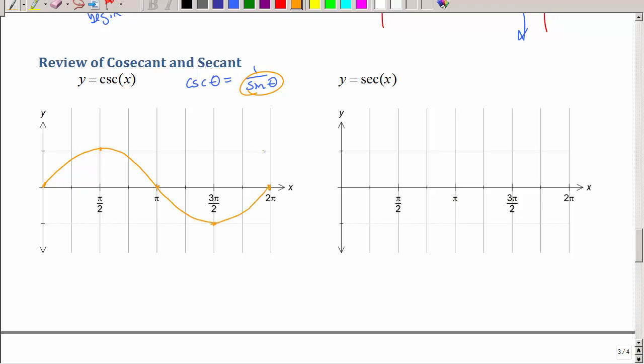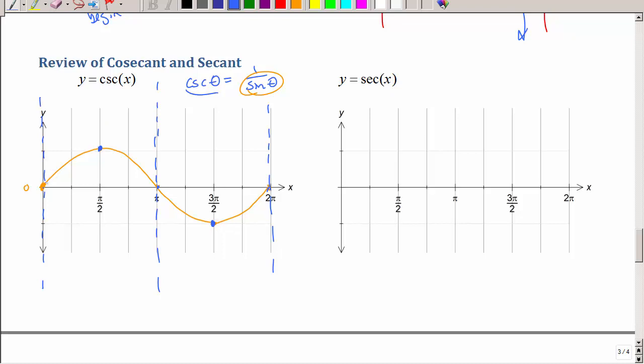So we want to take the reciprocal of these values. So that value is 0. What's the reciprocal of 0? Well, it would have 0 on the bottom, means it's undefined. So every place this hits 0, we're going to have an asymptote for cosecant. All right, let's start with that value, 1. What's the reciprocal of 1? It's 1. The reciprocal of -1 is -1.